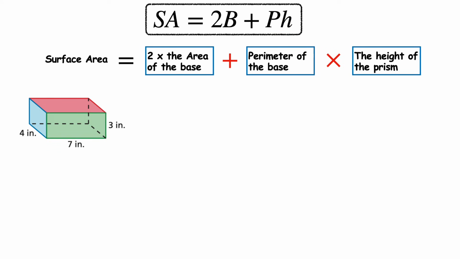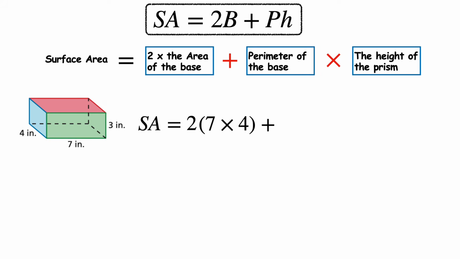So this time, let's use the formula to find the surface area of this rectangular prism. First, we will choose a base. I'm going to use the bottom and top faces as the two bases for this prism. The dimensions are 7 inches by 4 inches, so I will multiply 7 times 4, and then since there are two bases, I will need to multiply that product by 2.